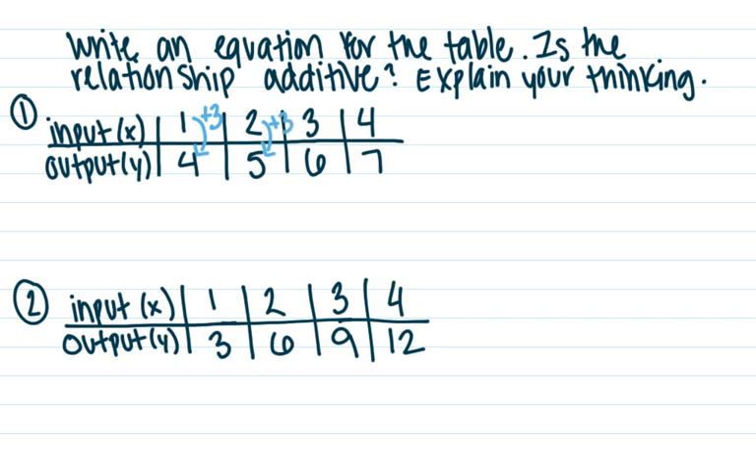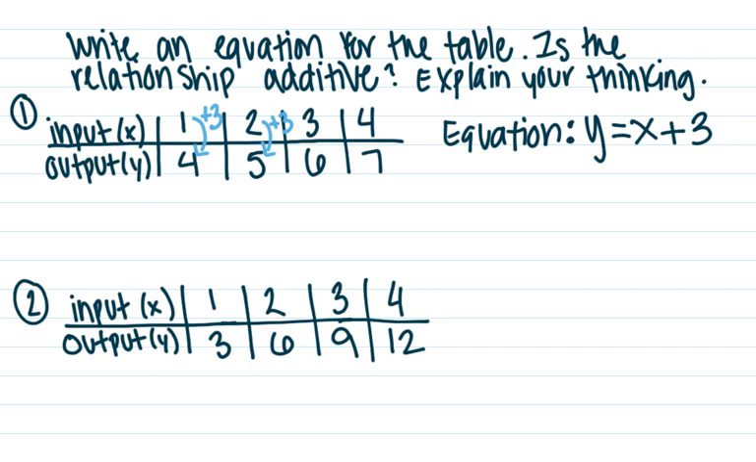So let's write the rule, the equation, for this table. What am I doing to my x's? Well, I'm adding 3 to them. So I have my x, and I'm adding 3 to it. And when I do that, it equals this bottom row of numbers, which are my y's. So y equals x plus 3.